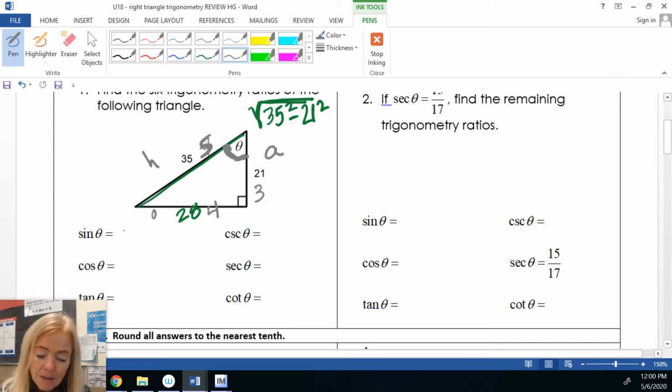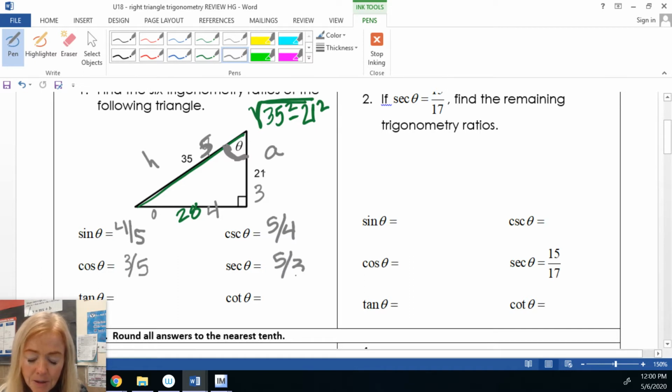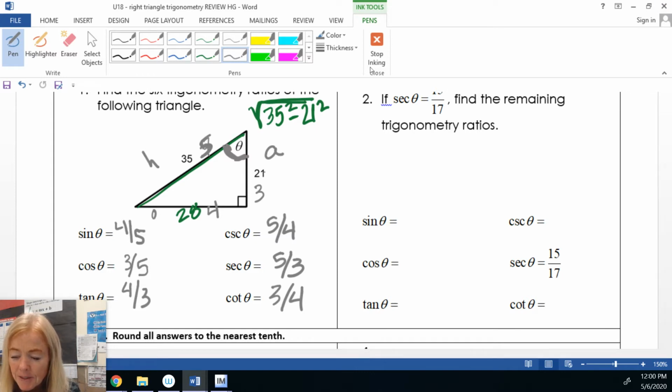So the sine of that angle is going to be opposite over hypotenuse, which is 4/5, and then the cosecant is a reciprocal, 5/4. Cosine is adjacent, 3, over hypotenuse, 5. Secant is 5/3, its reciprocal. Tangent is opposite over adjacent, so 4/3, and cotangent is its reciprocal, 3/4. Woohoo!